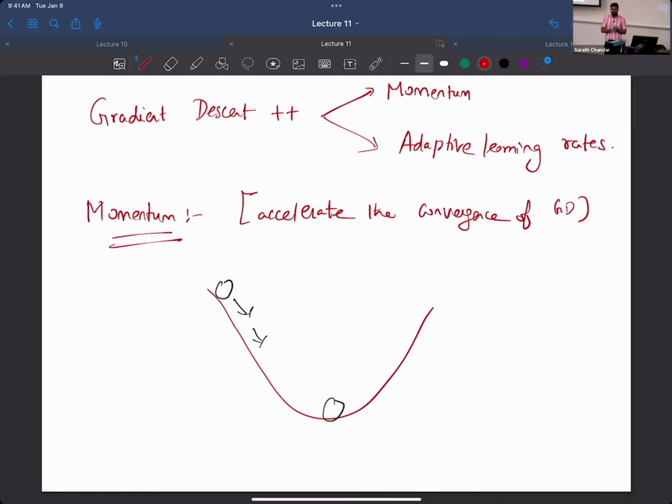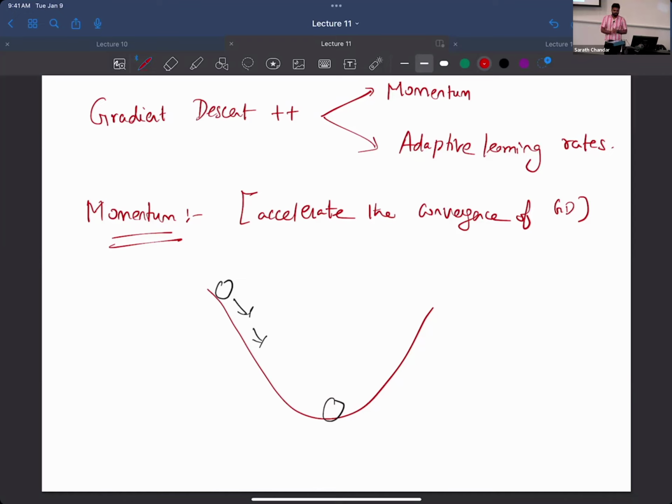Think about the situation where you're blindfolded, you're running downhill. Now you don't see the minimum, you don't see the bottom of the hill. So you would just continue accelerating because you don't know where to stop. On the other hand, imagine you're running downhill, but then you see the bottom.